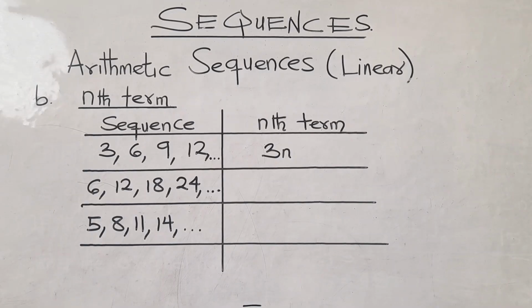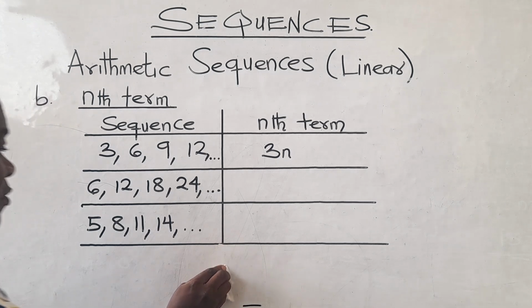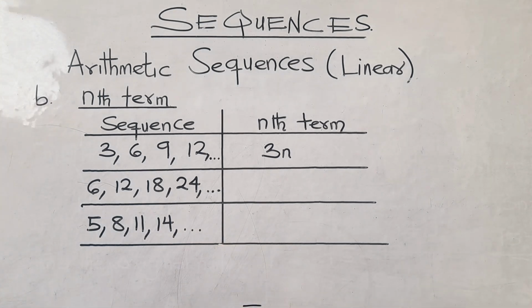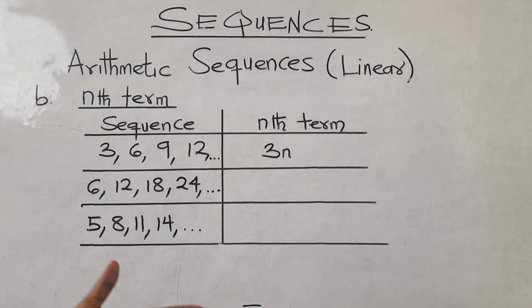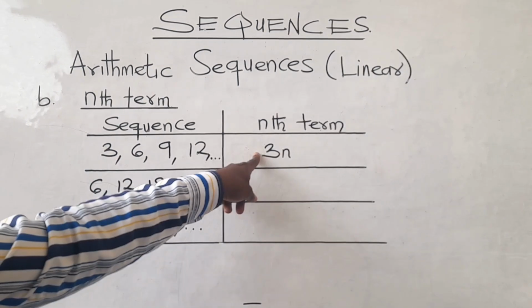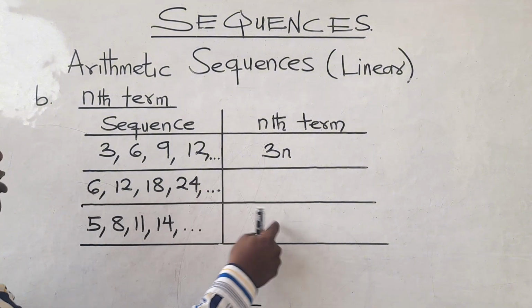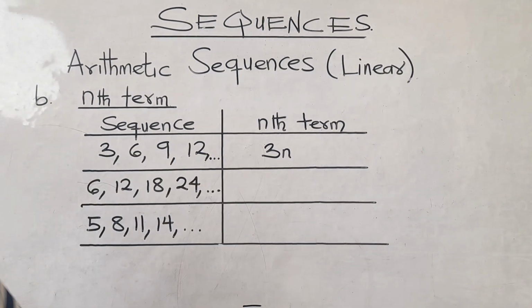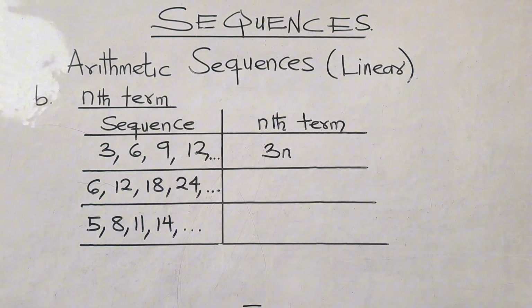Now, I want us to look at this question. This is a checkpoint question on linear sequence. That's a junior high school question. Now, look at this. The nth term is 3n. I want you to get the nth term for the second and the third. Put it in the comment section.